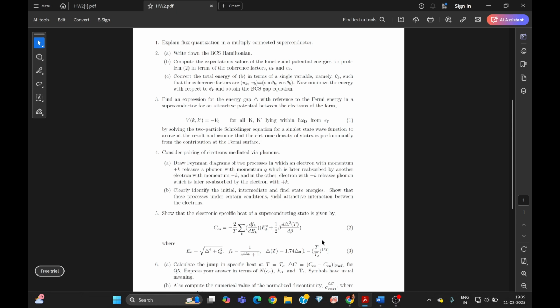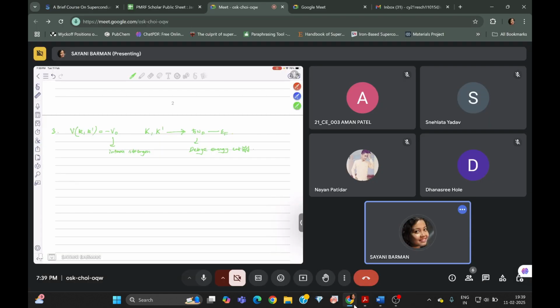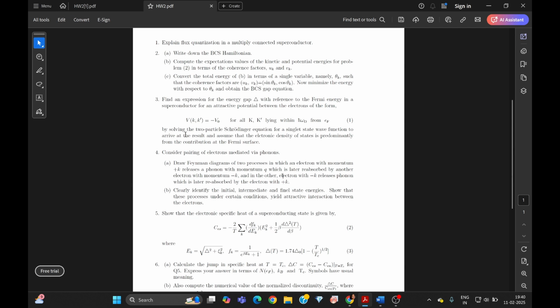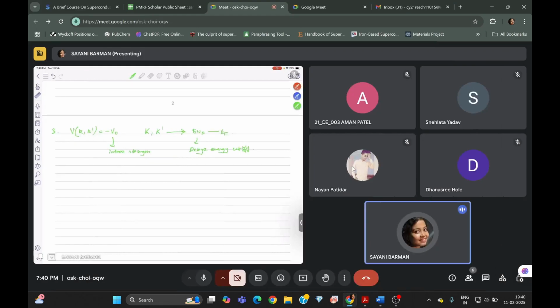And this one is the interaction strength, as I just told. Now we have to solve the two particle Schrodinger equation, because it's asked in the question that we have to solve the two particle Schrodinger equation for a single state wave function to arrive at the result, and assume that the electronic density of states is predominantly from the contribution at the Fermi surface. Okay, we'll try to resolve that.